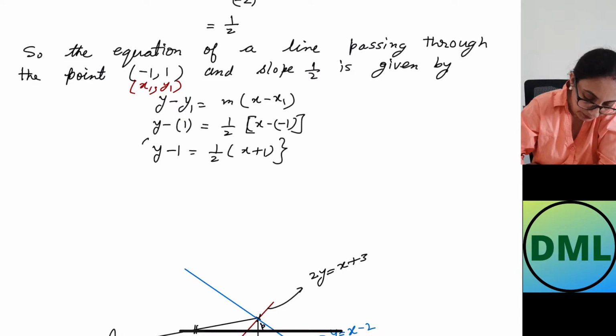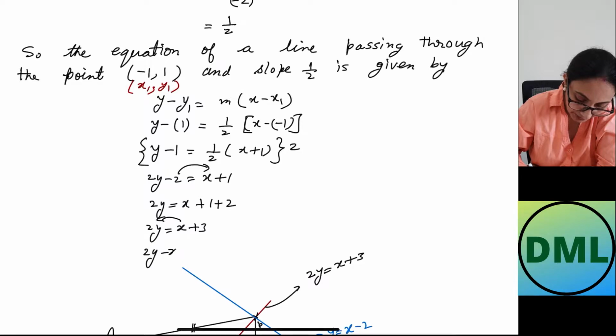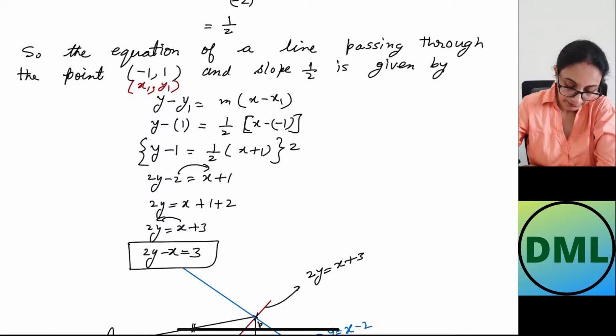So I'm going to multiply this full equation with 2. So it will be 2y minus 2 is equal to x plus 1. Move this 2 to the right hand side. It will be 2y equal to x plus 1 plus 2. So it will be 2y equal to x plus 3. Move this x to the left hand side. It will be 2y minus x is equal to 3. That will be your line.